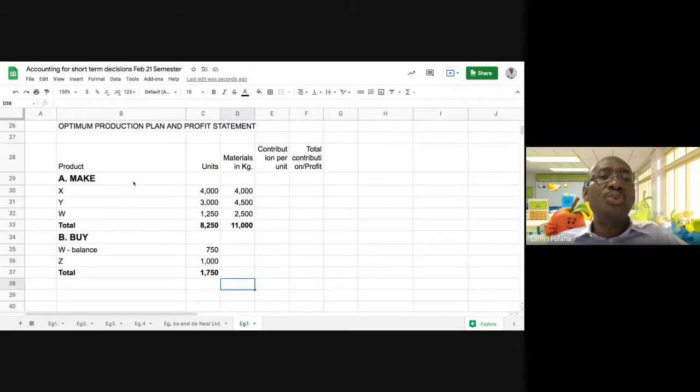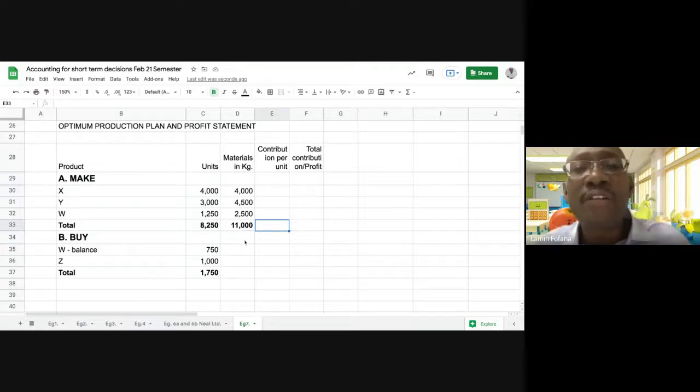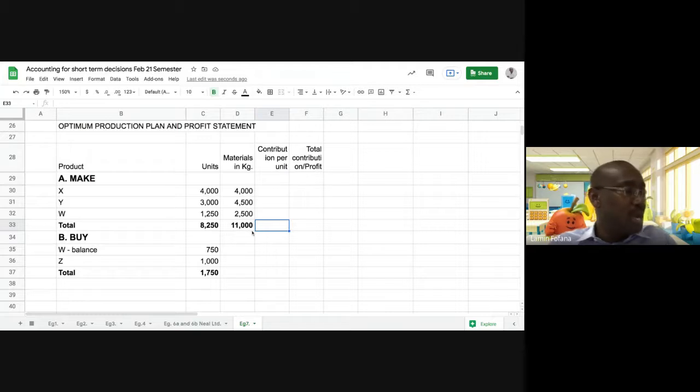Now, because we have this optimal production plan, and our optimal production plan gives us the best option in terms of profitability, so now what do we do? We have to calculate our profit. So we calculate our contribution, and we less fixed cost if there is any. But in this question, there is no fixed cost, so all our contribution will become profit. Is that clear, everybody? Now, let's find out the contribution per unit.